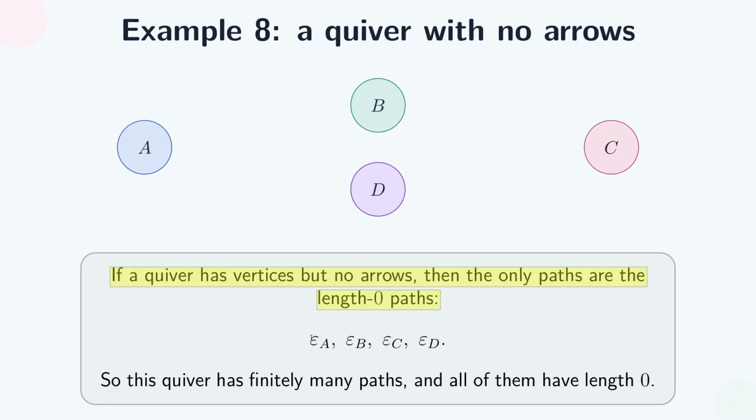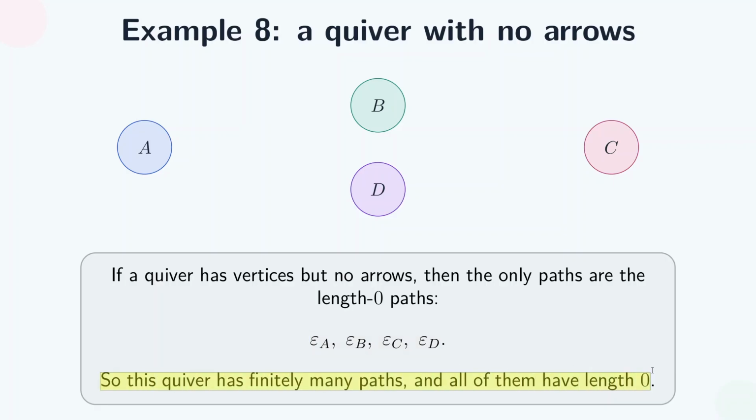So each vertex has its own trivial path, where we simply stay where we are. For example, we have the trivial path at A, the trivial path at B, the trivial path at C, and the trivial path at D. So this quiver has only finitely many paths. In fact, all of them have length 0. This example is very useful because it shows us that paths do not require arrows in order to exist.